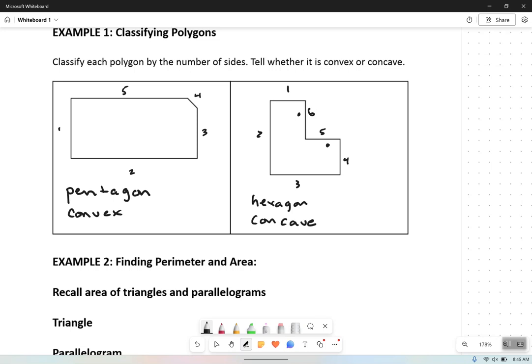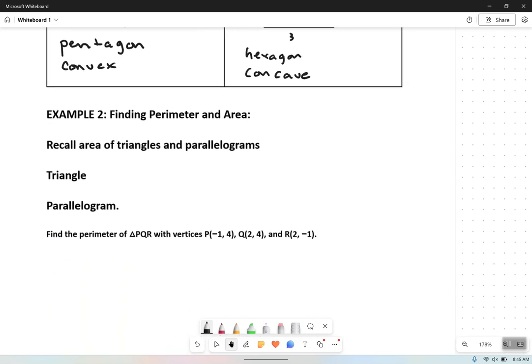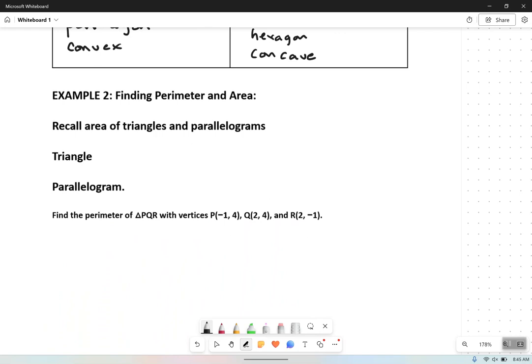All right, so guys, classifying polygons as concave or convex and naming them by the number of sides. Are we okay with that right now? Yes? Perfect. Let's move on, my friends. We need to recall some perimeter and areas. We really need to make sure we understand the areas of triangles and parallelograms. I'm asking you to recall some things from prior math classes. Anybody recall the area formula of a triangle?